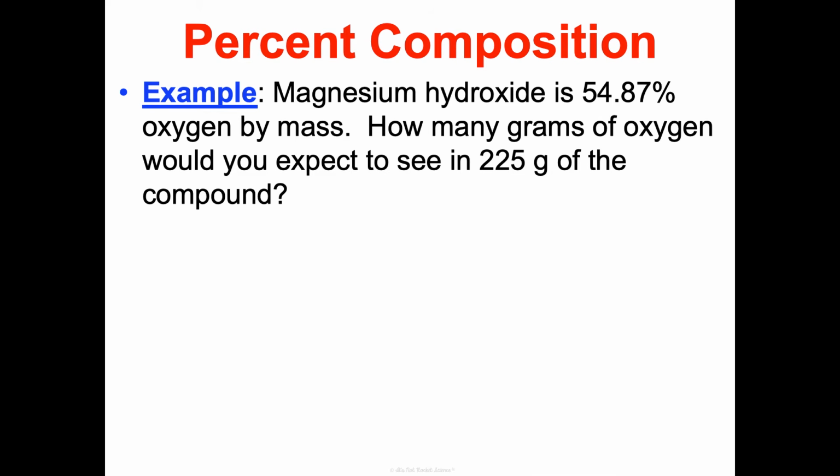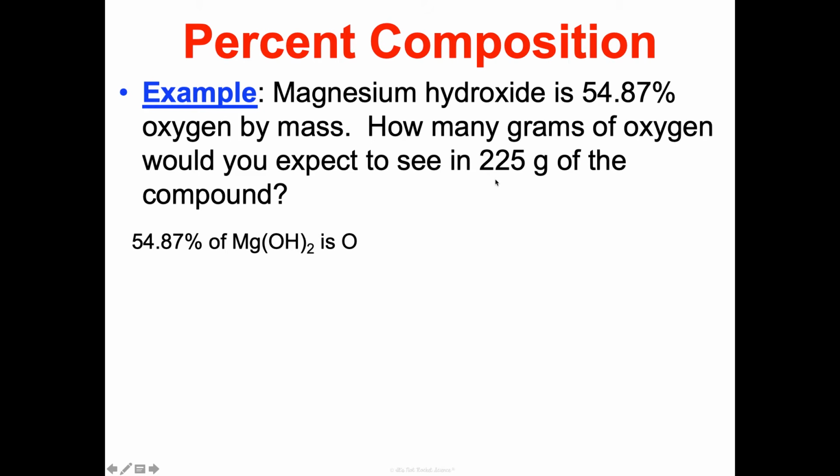So that's one way we can take molar mass and do another type of calculation with it. The other way you might see percent composition is a little bit trickier, and it's like this. Magnesium hydroxide is 54.87% oxygen by mass. How many grams of oxygen would you expect to see in 225 grams of the compound? So you're basically saying this is how much oxygen by mass is in there, so how much oxygen would I expect to see if I had this much of the compound?